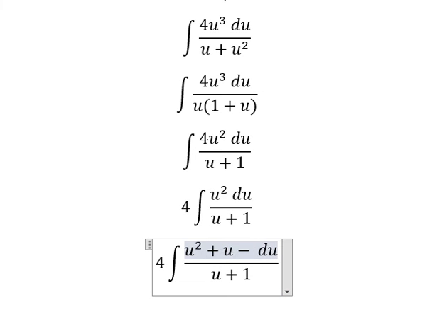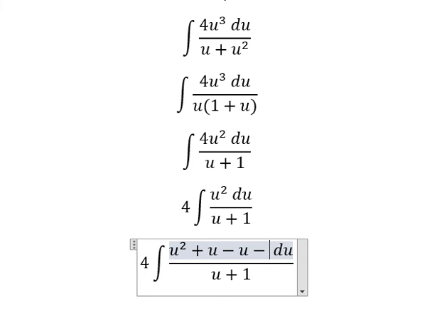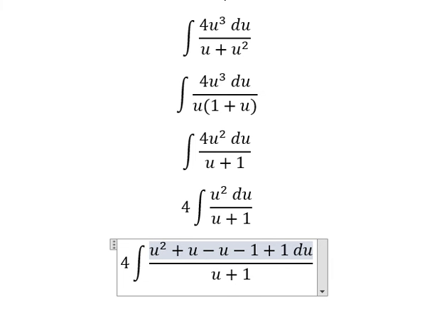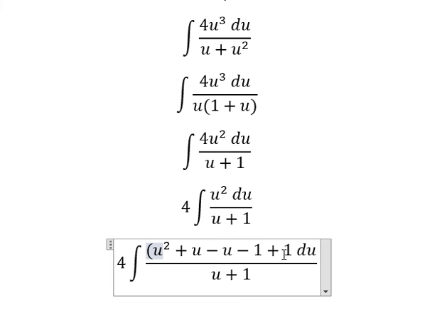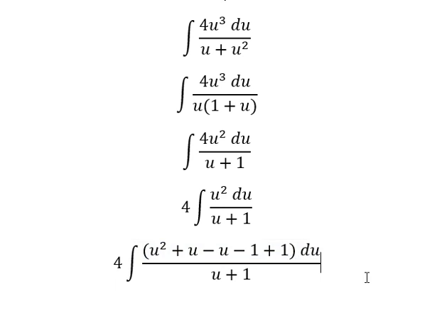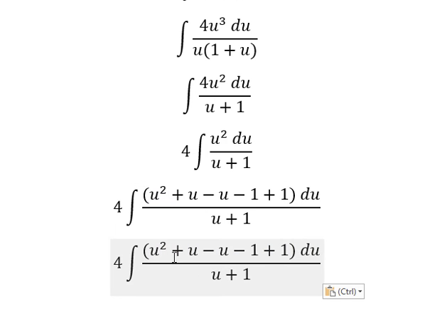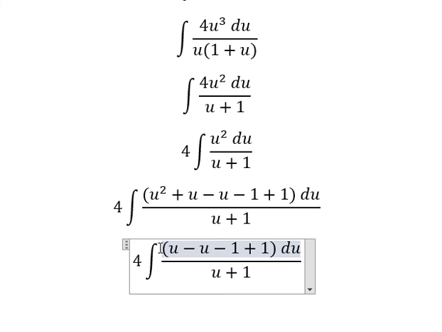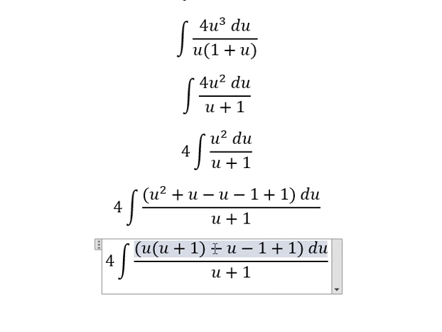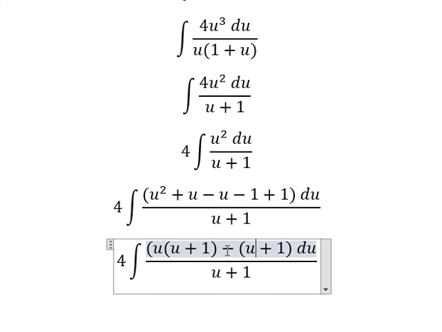Later we need to minus u. Next I need to minus number 1. Later we put number 1 back, because I want to create the factor divided by u plus 1. So u square and u, we can do factorization. Negative number 1, negative u, we can do another factorization.